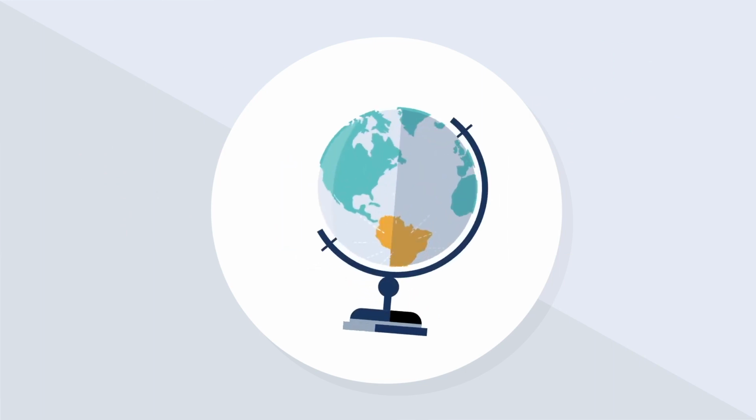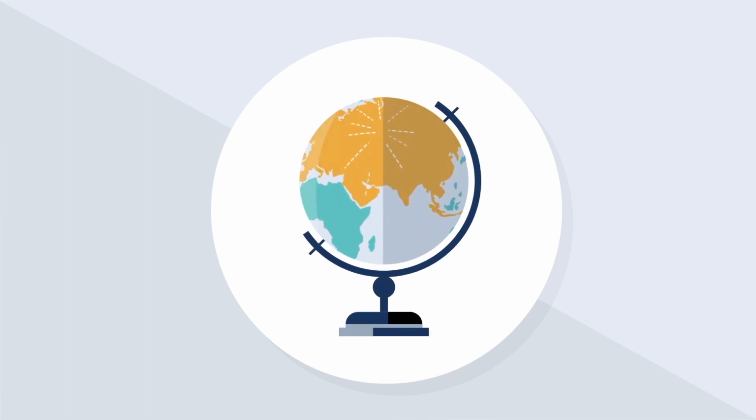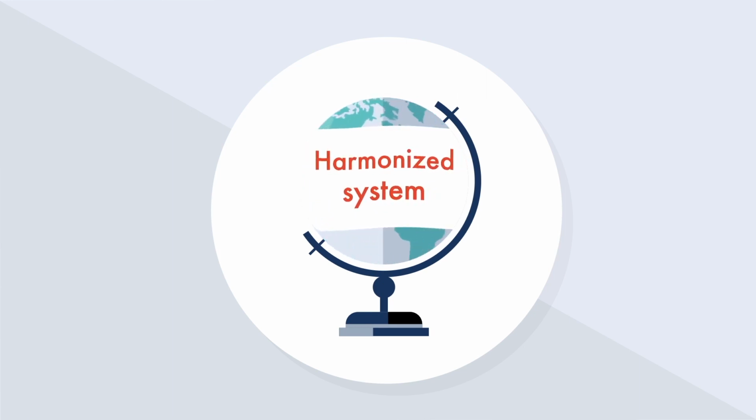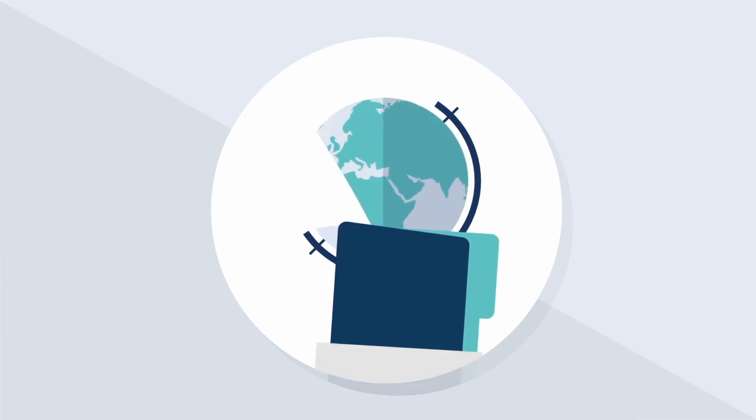These codes, the commodity codes, are the same all around the world and are based on one common system, the harmonized system, developed to facilitate international trade.